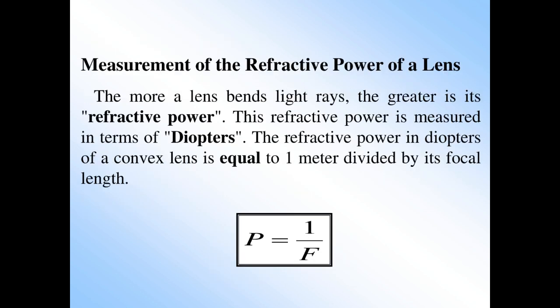Measurement of the refractive power of a lens. The more a lens bends light rays, the greater is its refractive power. This refractive power is measured in terms of diopters. The refractive power in diopters of a convex lens is equal to 1 meter divided by its focal length. P = 1/f.